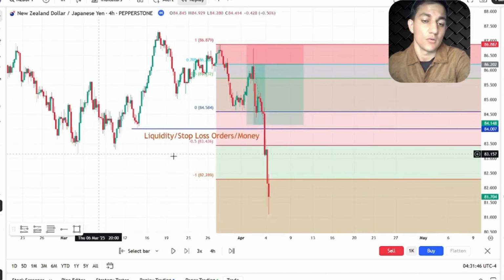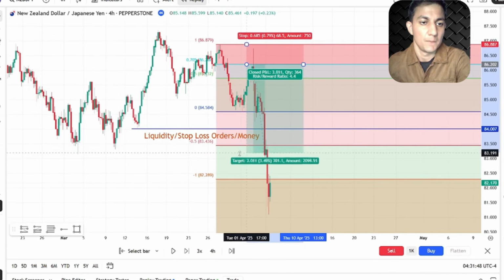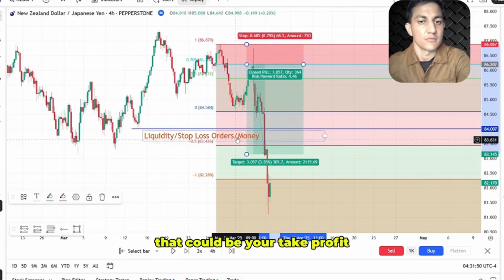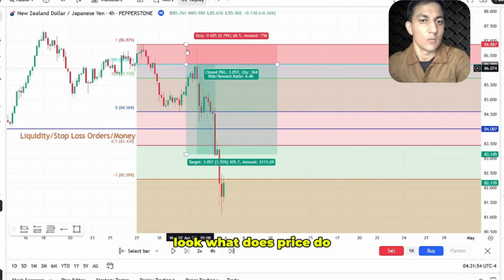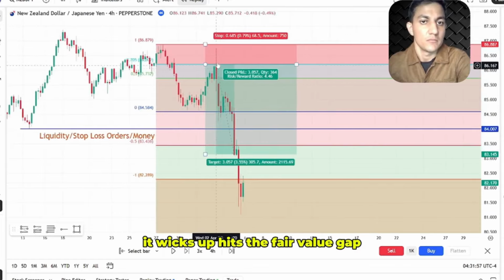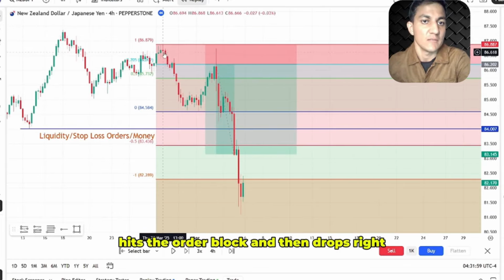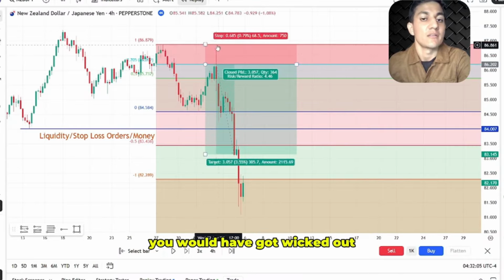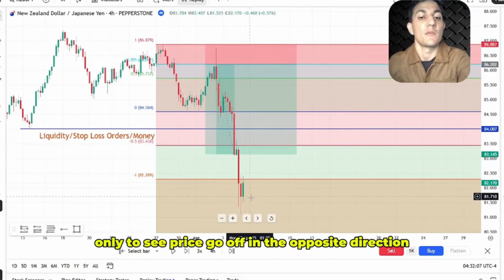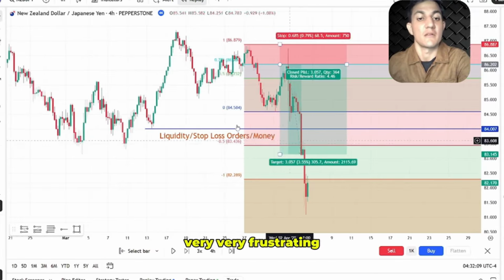There we go. It takes out all these lows. So if you really wanted to, that could be your entry, and that could be your take profit. But again, look, you'll notice, what does price do? It wicks up, hits the fair value gap, fills it, hits the order block, and then drops, right? So if you had your stop super tight at this high here, you would have got wicked out only to see price go off in the opposite direction, which would have been very, very frustrating.